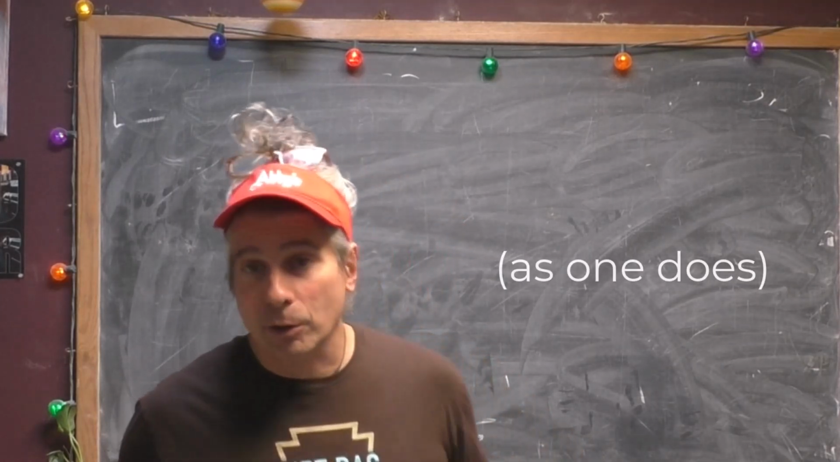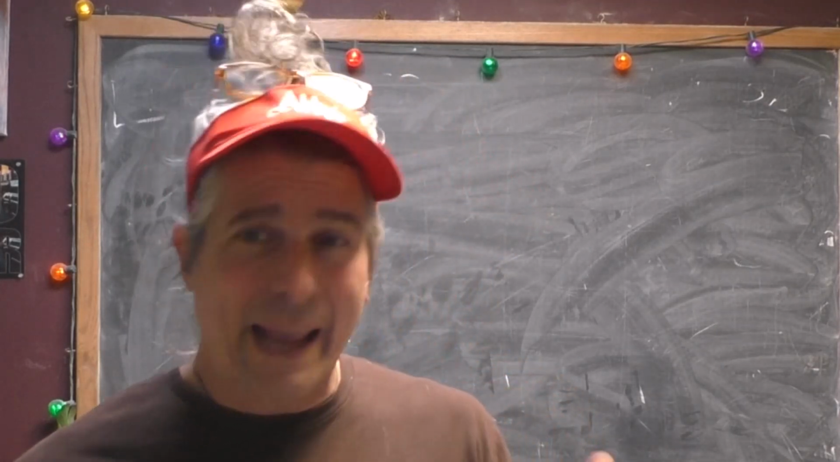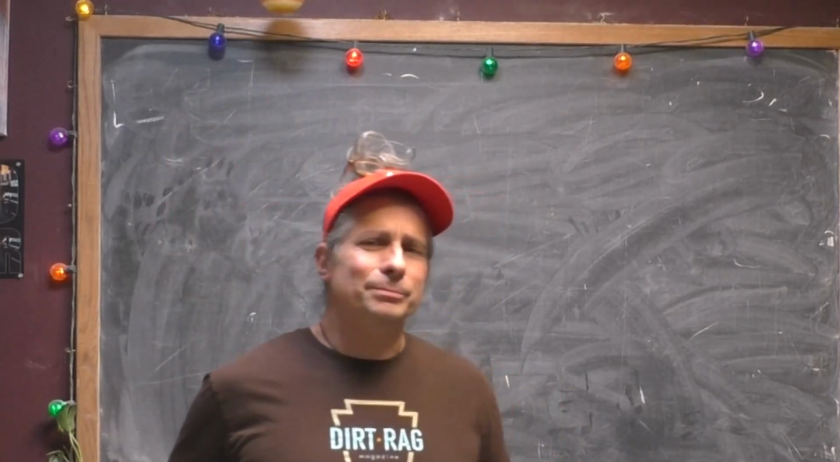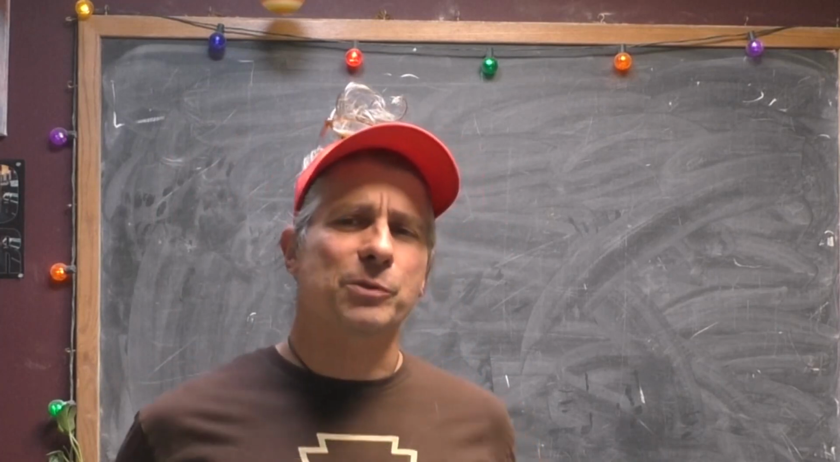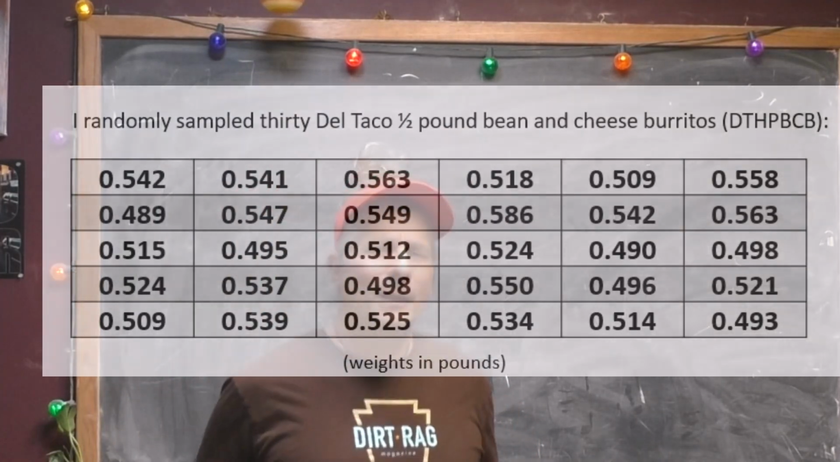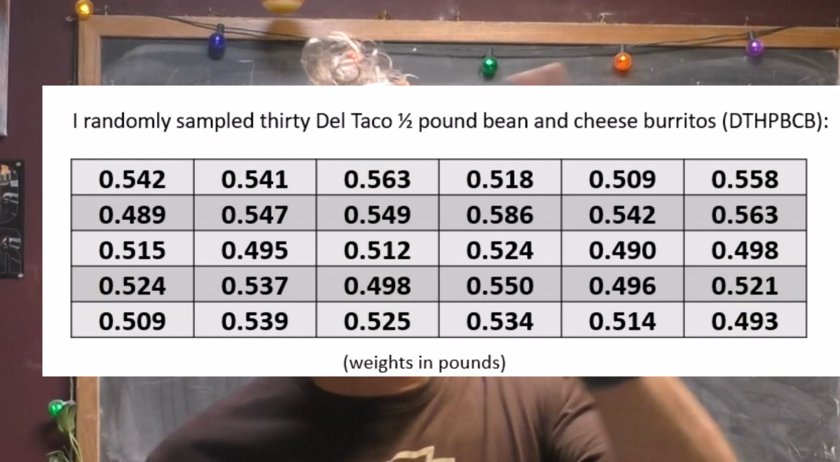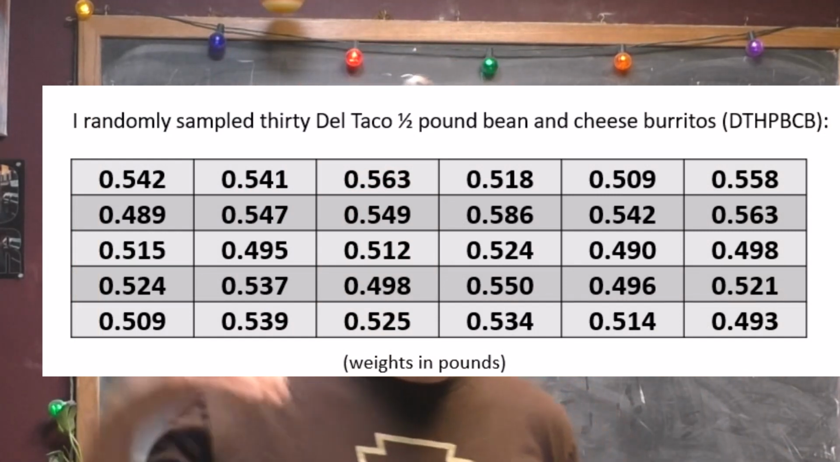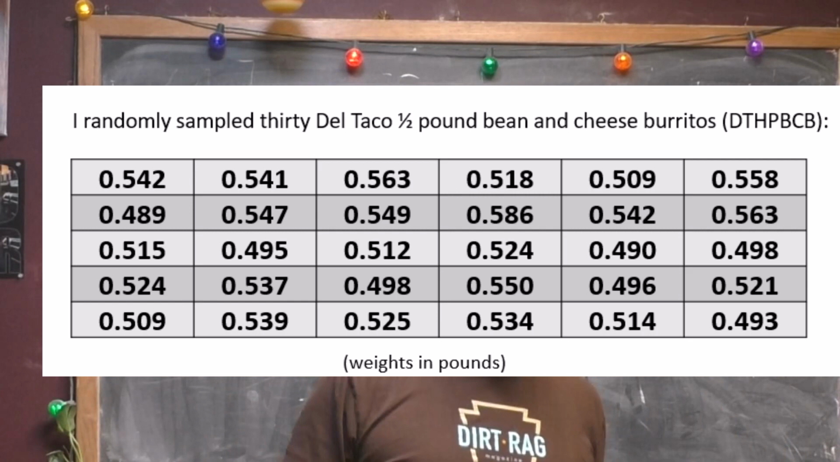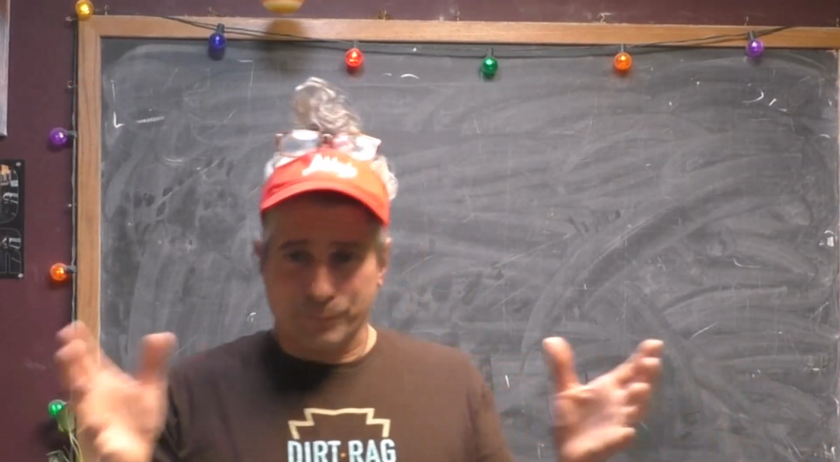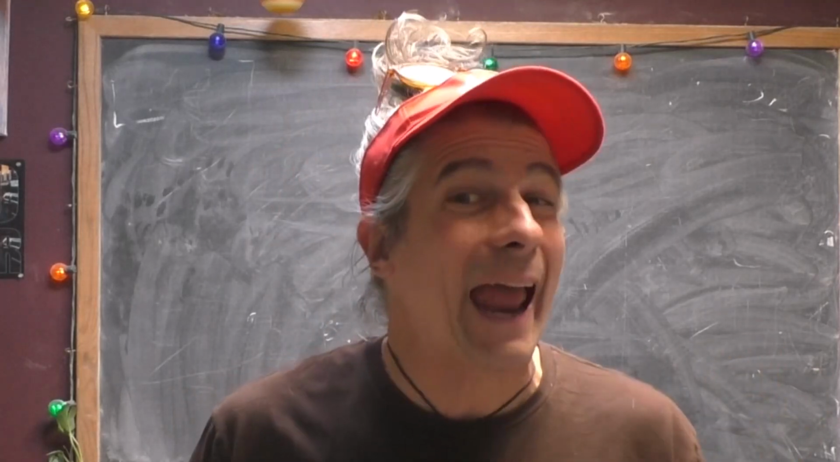So I borrowed a really precise scale from the science department here at COCC, and I took a sample of 30 half-pound bean and cheese burritos. Here are the weights I got. And I took the average of them, ended up with a number, and we're going to talk about those later in the course. If I stopped there, that's descriptive statistics. I took a sample. I then did something with the sample, in this case took an average weight, and then reported on it.